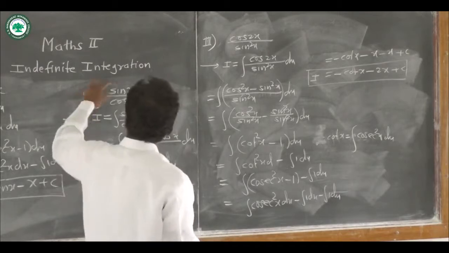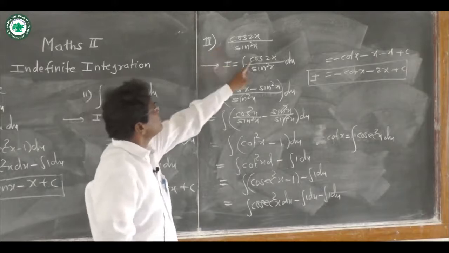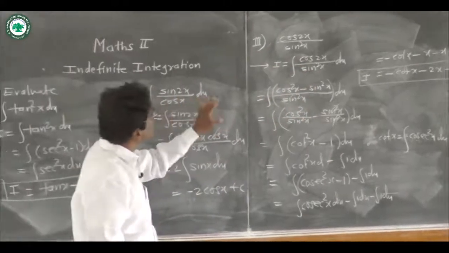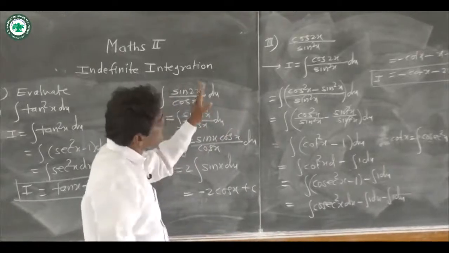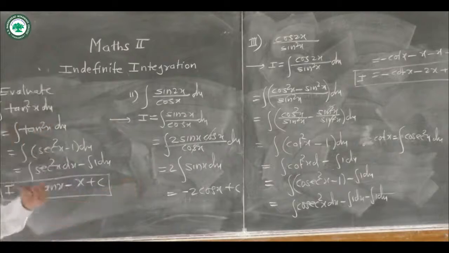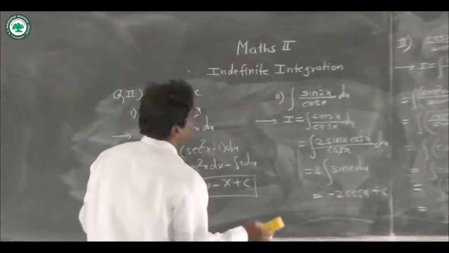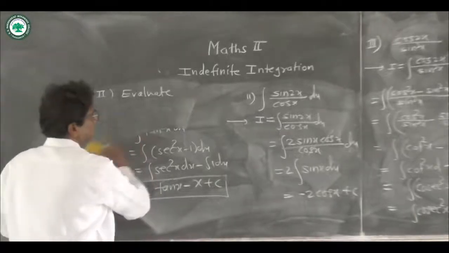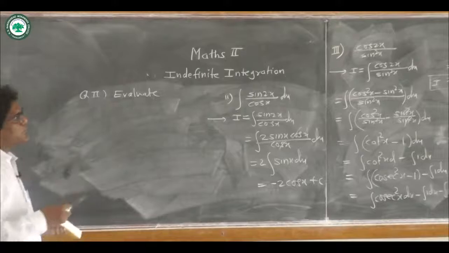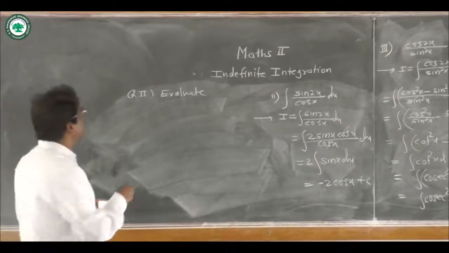The second problem is integration of sin 2x upon cos x, and the third problem is integration of cos 2x upon sin square x. I have taken similar problems, second and then third, but here in the book the third problem is sin x upon cos square x. So we take it here. Now it is in the fourth number, but in the book it is given at number 3.